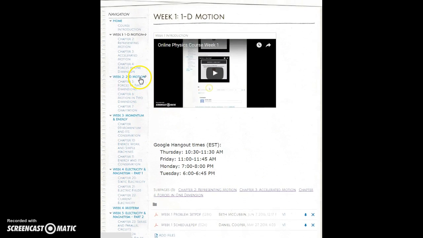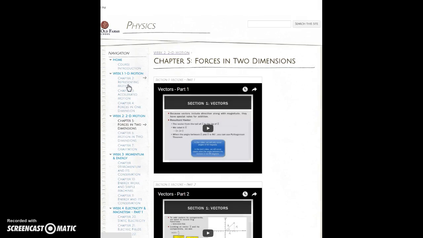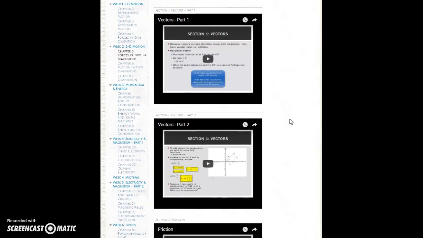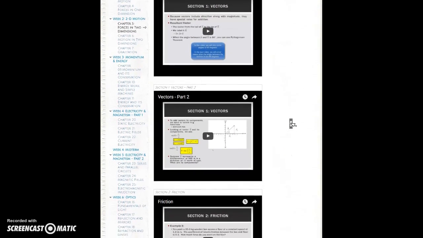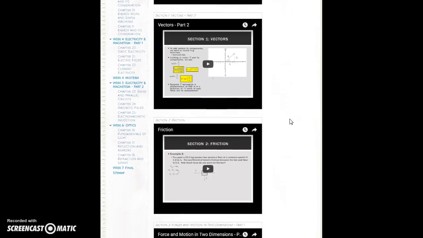This week, we're going to cover 2 dimensions, starting with forces. You'll learn about vectors more in depth and how to break up the resultant vector into its x and y component. We'll also introduce friction.